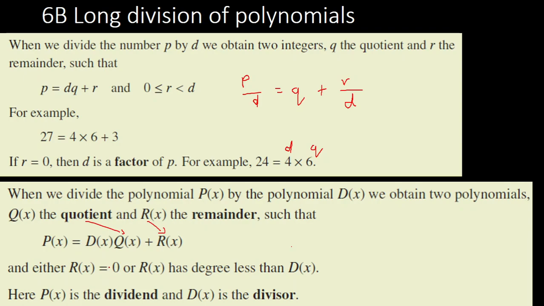Okay. Again, if the remainder, or r of x, is 0, then it will be a factor. Now, if it's not 0, what you need to know is it will have a degree less than the divisor. So it's the same idea as what you have here. When you have a proper fraction, it will lead with a degree that is smaller. So again, to define, P is our dividend and D is our divisor.